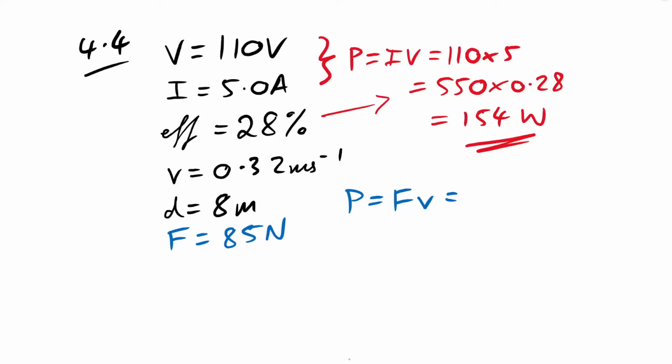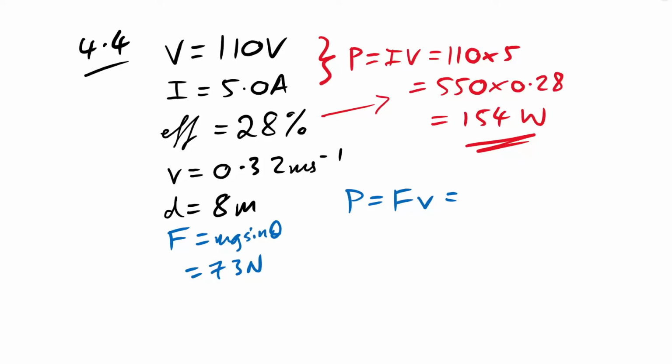But I've made a mistake. It isn't 85 newtons, is it? Because it's going at a constant speed. And so if it's a constant speed, then the friction is going to be equal to that mg sine theta. And that was just equal to 73 newtons. I knew I'd made a mistake somewhere.